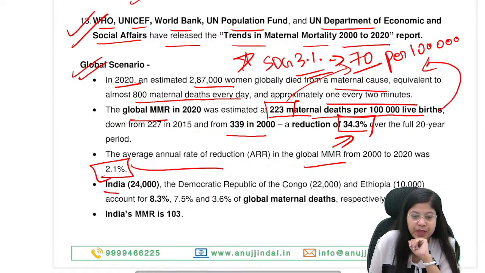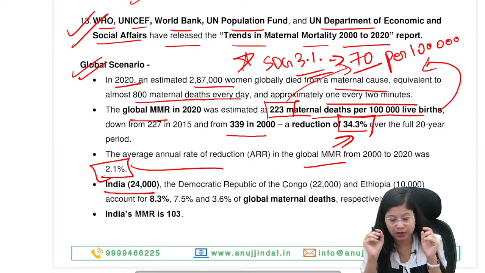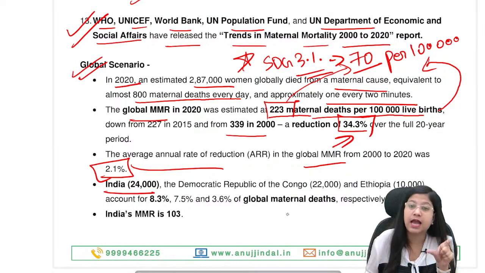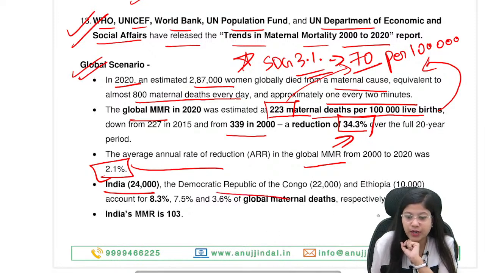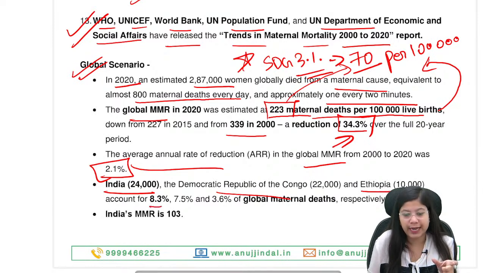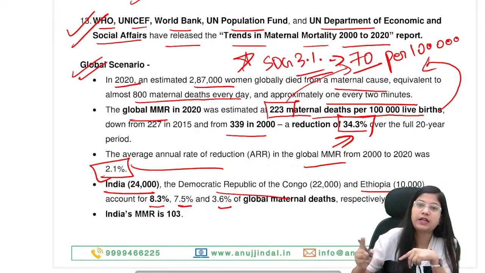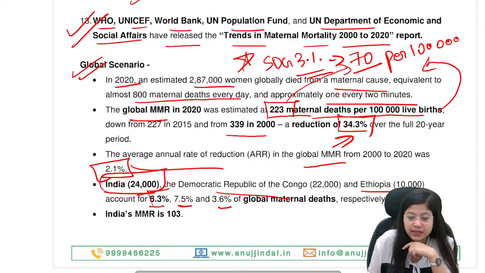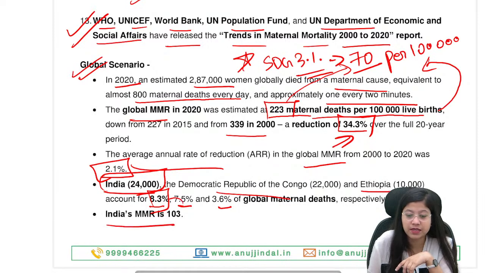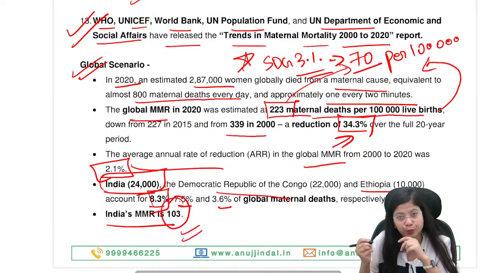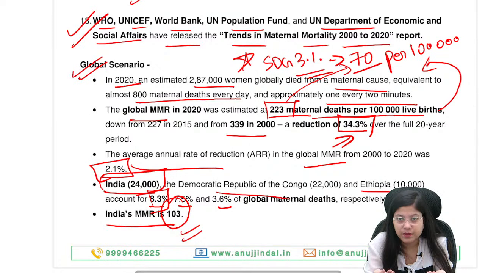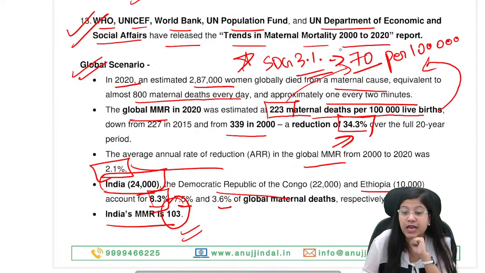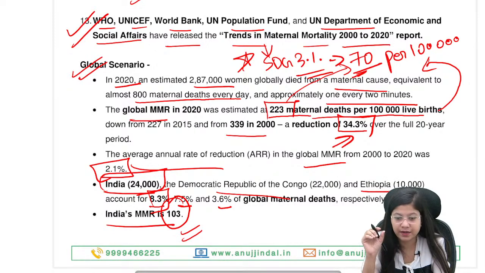India, with 24,000 maternal deaths, stands as the world's first country as far as the burden of maternal mortality is concerned. Then we have Democratic Republic of Congo and Ethiopia, accounting for 8.3%, 7.5%, 3.6% respectively. Do remember the number of India and the contribution of India in the maternal mortality. India's MMR is 103. India has improved its MMR from the previous performance, but still we definitely need improvement. There is one state which has achieved even less than the MMR of the SDG. Can anyone tell me the name of that state?